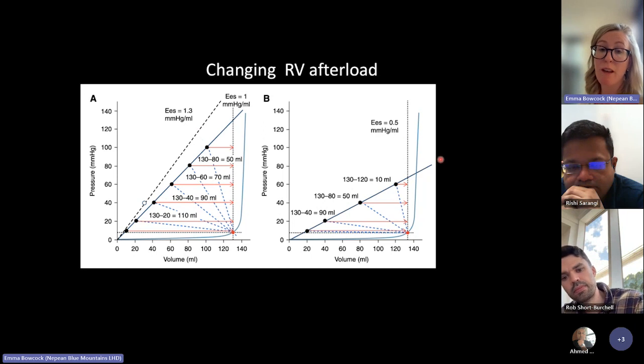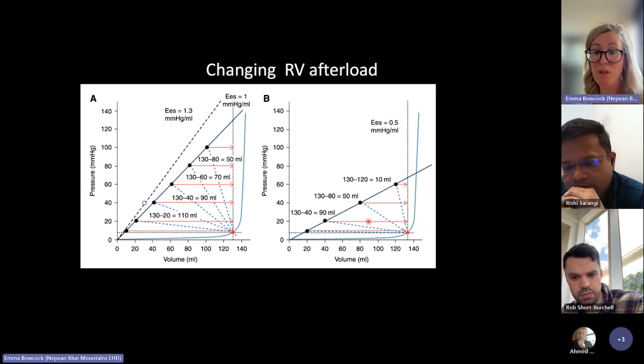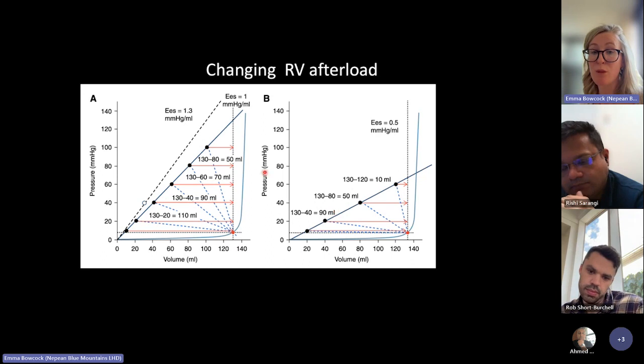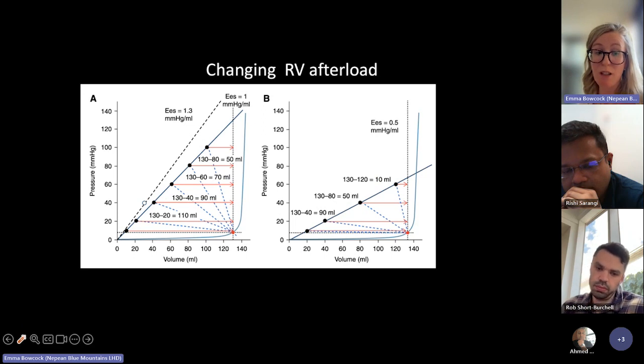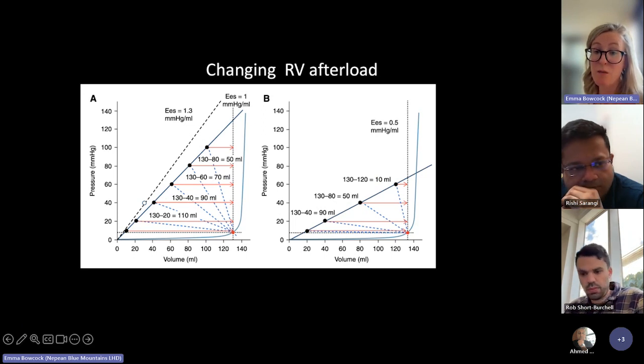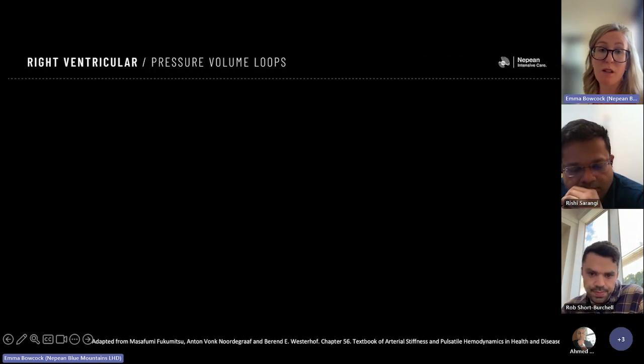If we have high afterload and reduced contractility, that's a terrible scenario, as you can see from this picture here. We've got the same afterload curves, but we've dropped our ventricular contractility by half, and we've now got a stroke volume of 10 mils. And this is what we see in our clinical practice. We see those patients that just have terrible stroke volumes, terrible cardiac index, and this is where they're at in terms of their performance, their pressure volume relationship.